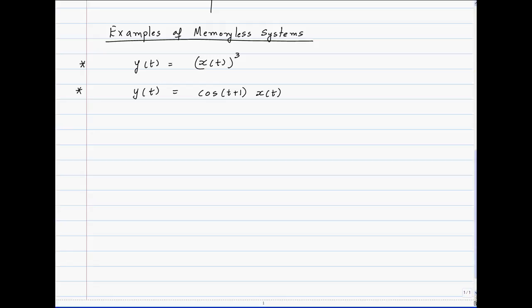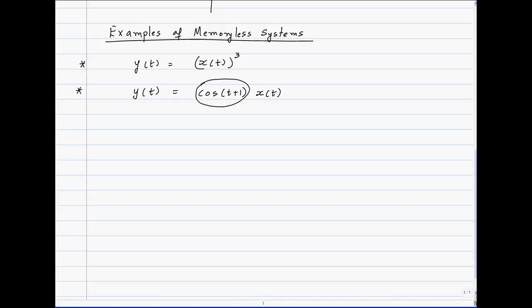Now what is confusing to students is, sometimes students have asked me, you told me that a system is memoryless only if y of t depends on x of t. Well, that's really not what I said. If a system is memoryless, the output y of t does not depend on x of t for some other value of t. That's all it means.